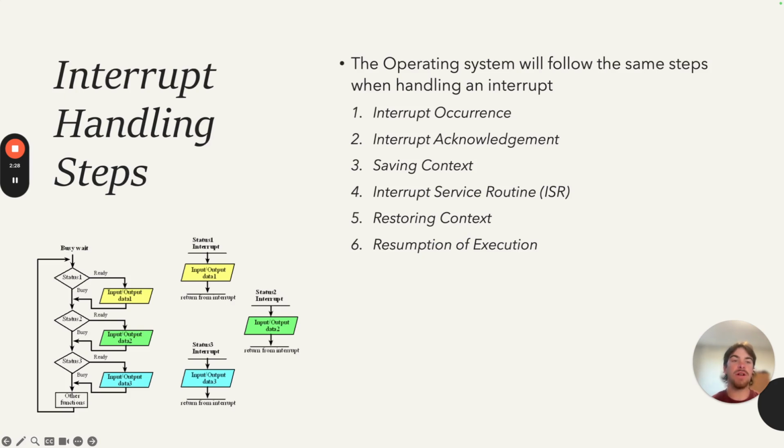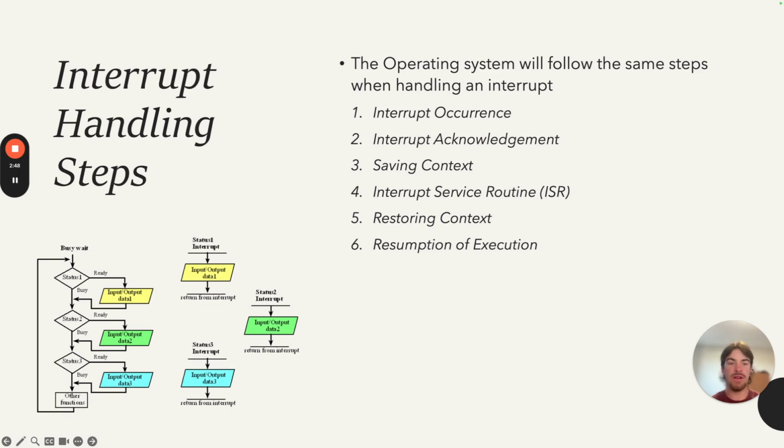When handling an interrupt, an operating system always follows the same steps. First being an interrupt occurrence, which is where the CPU receives a hardware or software interrupt signal, which will pause the current program in execution. Next is your interrupt acknowledgement. The CPU will identify the interrupt and determine its priority, usually with the assistance of an interrupt controller.